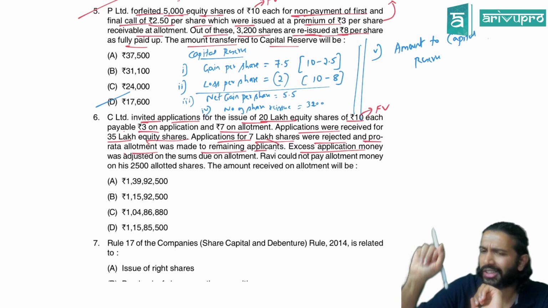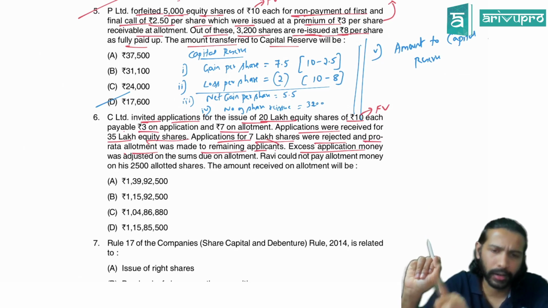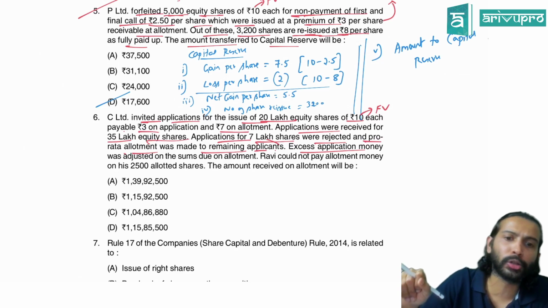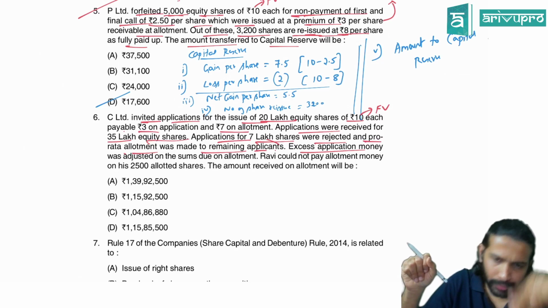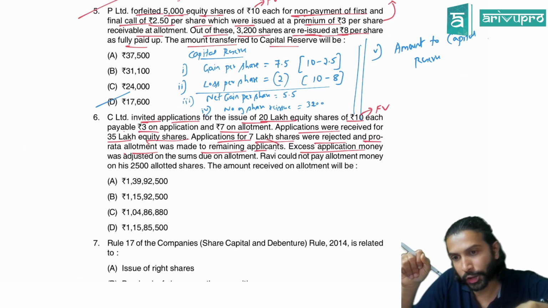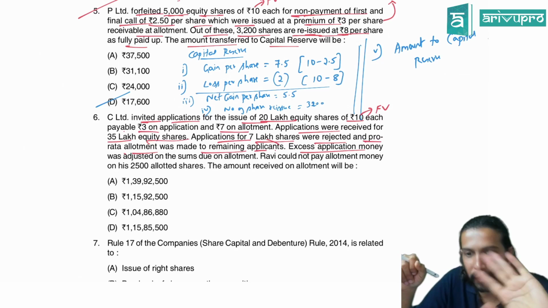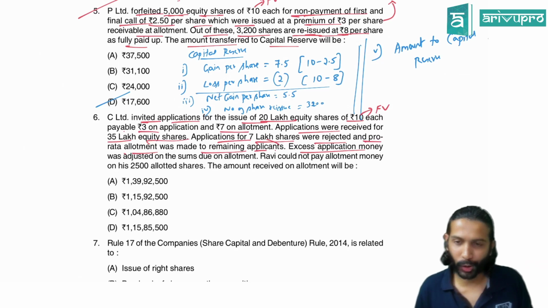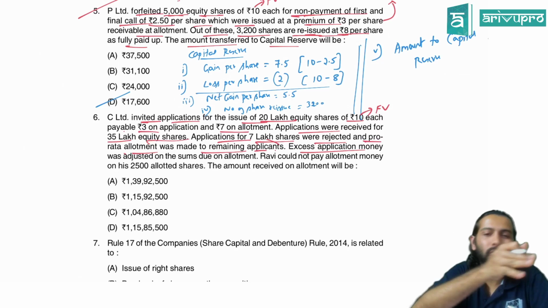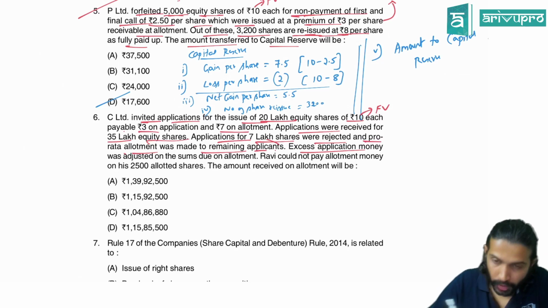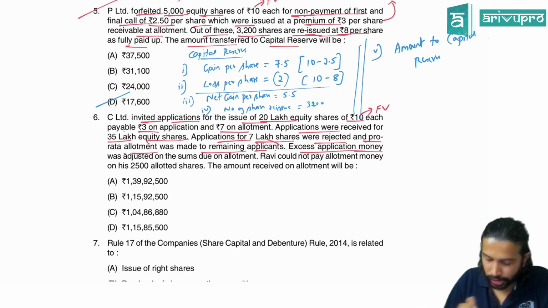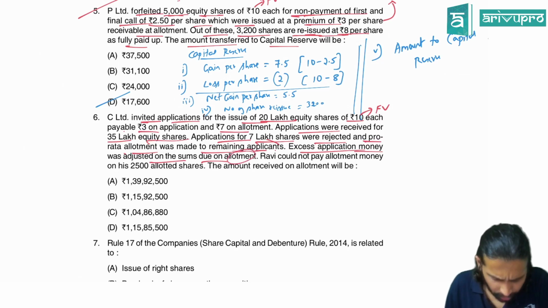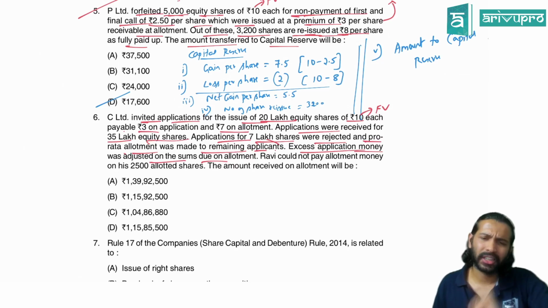So this excess application money will not be refunded. They will adjust it with allotment. After adjusting allotment, if excess money is still there, they will adjust it with the first call. Even after that, the final call. Even after that is a very rare scenario, then they will refund. So that is the process of pro rata allotment. Here they are saying excess application money was adjusted on the sums due on allotment. Application money they have adjusted at the allotment stage.